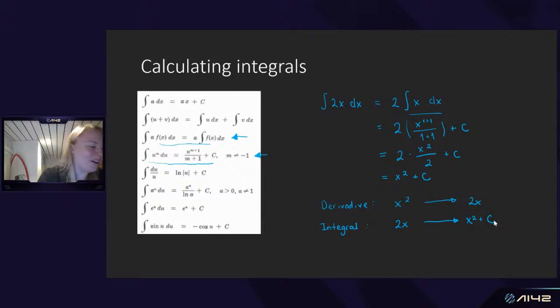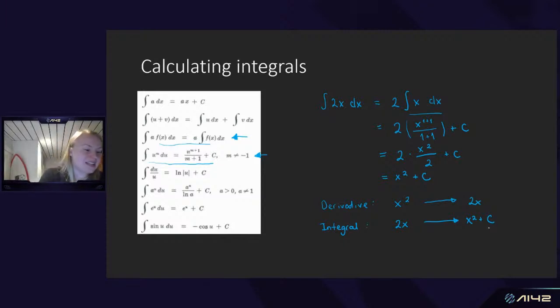Interesting. So actually, derivative and integral are kind of opposite operations. If you take a derivative of something, and from that derivative you then take the integral back, then you end up with the original function.